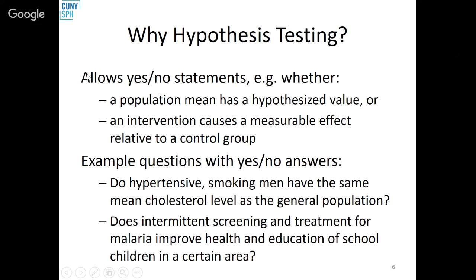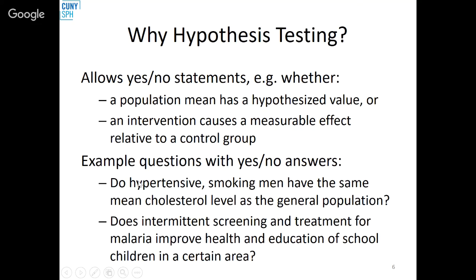A big reason for this, first, is that it allows yes-no statements. So you have a hypothesis, something that can be answered with a yes or a no, then you may want to do this, such as, in this one sample context, is a population mean equal to some hypothesized value? Or in a two-sample context, does some public health intervention cause an effect relative to the control group, or does it have no effect?